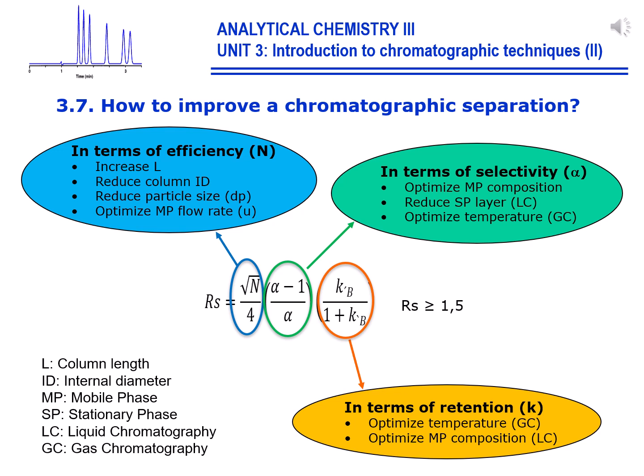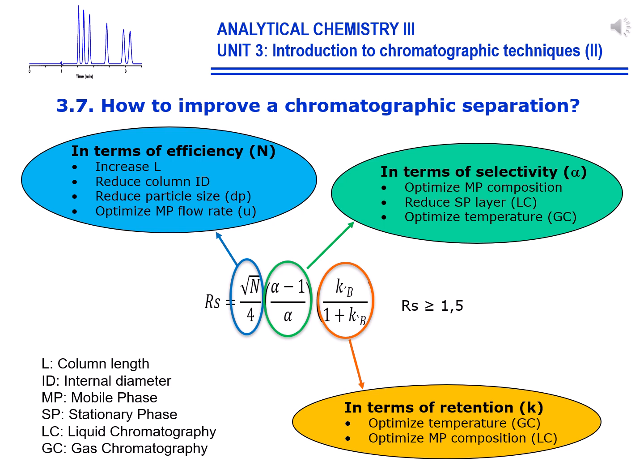The chromatography separation can also be improved in terms of selectivity, alpha. The second term of the equation represents the separation between two adjacent peaks attending to the selectivity. The higher the selectivity, the higher the resolution. This can be achieved by optimizing the mobile phase composition, by reducing the stationary phase layer in liquid chromatography, or by reducing the temperature in gas chromatography.